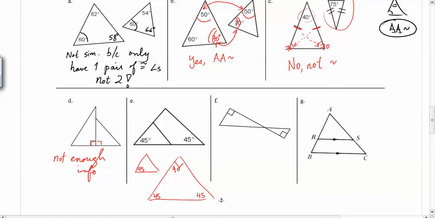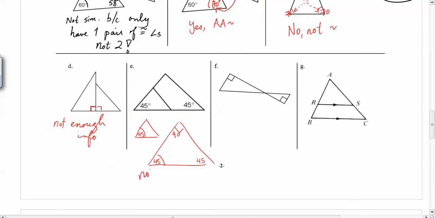But then that's as far as you can go. You can match up the 45s, but there's nothing else that I can definitely match up. I don't know that this has to be 45, and I don't know that that has to be 90, because I don't have any other info. So this one is just not enough info again.